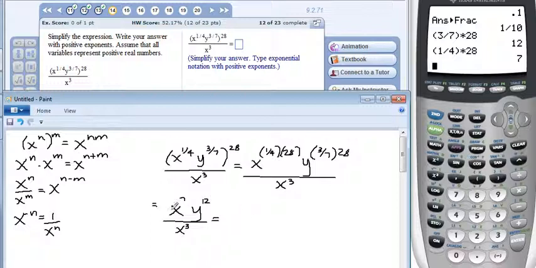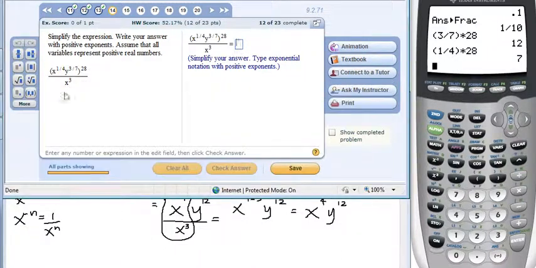All right, now I'm going to isolate my bases here. We've got like bases, and I'm going to use this rule here. I've got division, so I take my top number minus my bottom number. Now this is a different base, so I can't do anything with that. 7 minus 3 is 4, and I'm done. Simplified, yep. Do I have all positive exponents? Yes, I do. So I'm done.